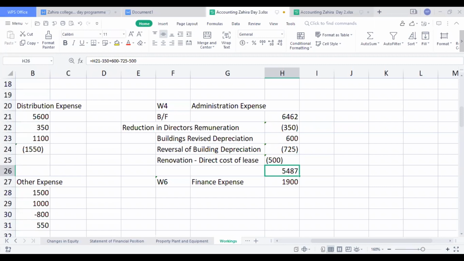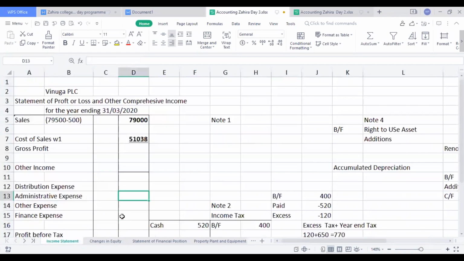It says you got 5,487. Let me write 5,487 as administrative expense on the income statement. So I'll take it on the income statement. $5,487. But then we take it as a reduction, guys.